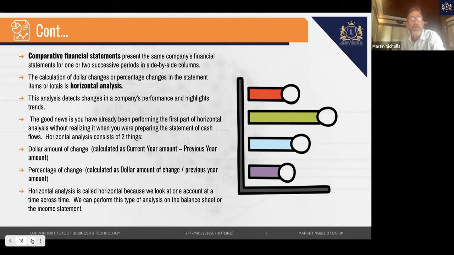As a manager, you might say, okay, let's compare this with other organizations and start to look at your ratios compared with other organizations in the same field. But highly likely, when we're looking at financial statements, they present the same company's financial statements for one or two successive periods in side-by-side columns. Also, we've got to account for things like dollar changes or percentage changes in the statement, and what we will call a horizontal analysis. Basically, this type of analysis, comparing apples for apples, enables us to detect changes in our performance and highlights change.